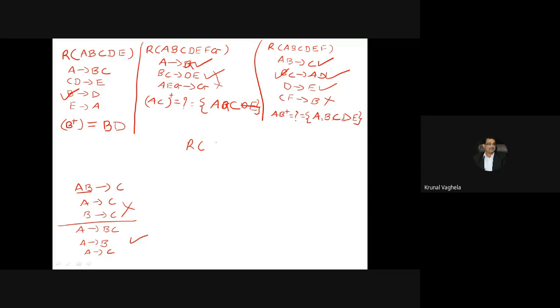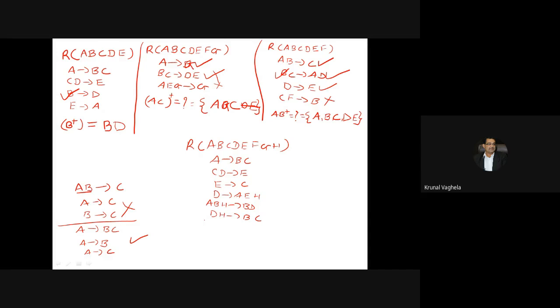So one last. R (A, B, C, D, E, F, G, and H). Then functional dependencies: A to BC, CD to E, E to C, D to AEH, ABH to BD, DH to BC.